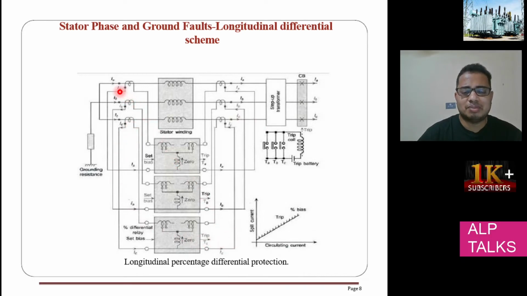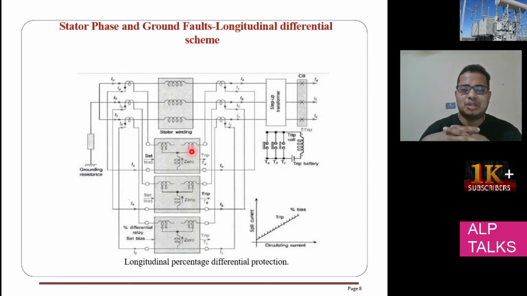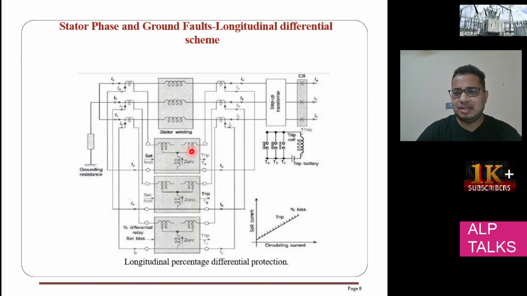For example, if this alternator is healthy, then it will carry the same amount of current on both sides, right? Then as we joined CT1 and CT2 in series in opposite manner, they will cancel each other, so there won't be any current passing through the circuit, so the relay won't be activated.